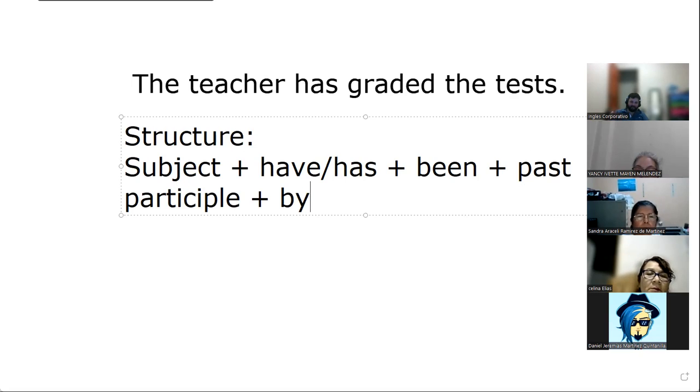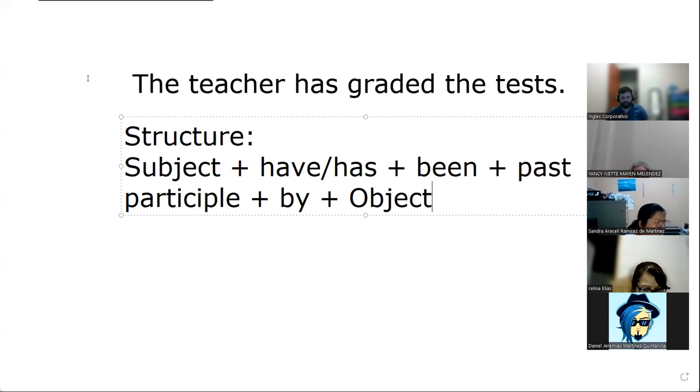All right. He has been... okay, hold on. We can say the car has been. Has been. The test has been graded, right? By. And then we need the object, right? Very good. Okay. So this is the structure, guys, of turning present perfect into passive voice.